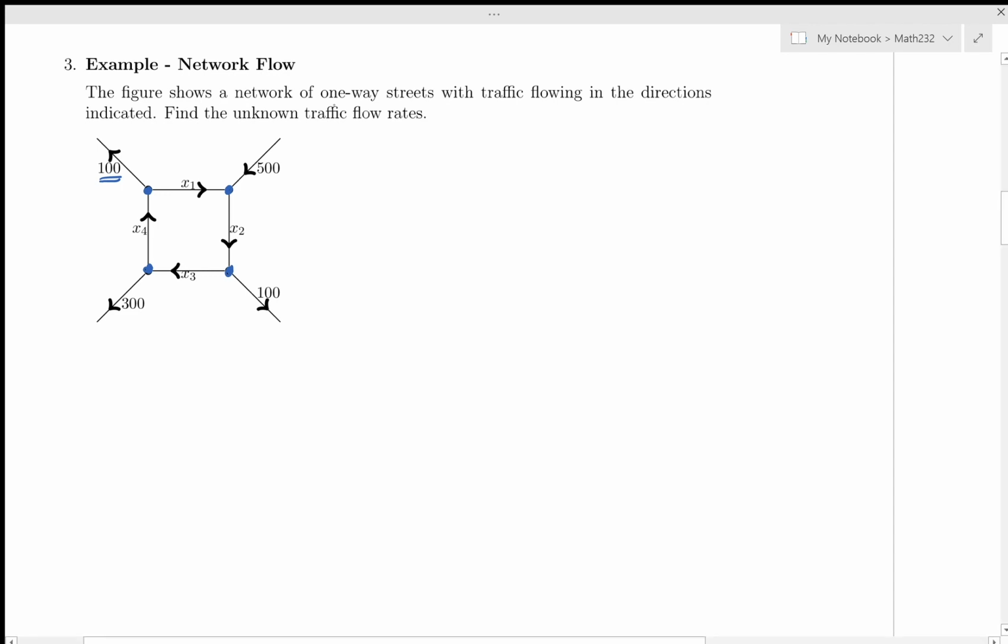So in a problem like this, the first step is to assign variables to unknown flows. That's what has been done: X1, X2, X3, and X4. Assign variables to unknown flows. Okay, step one.